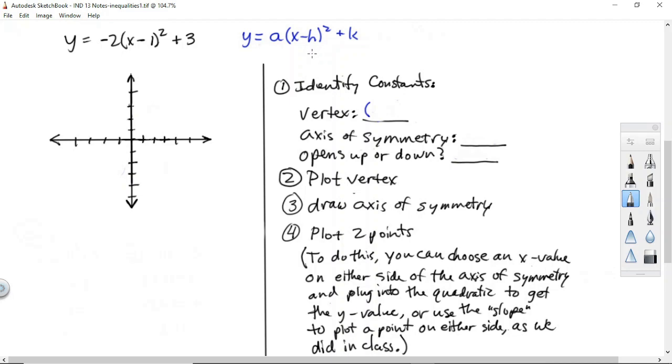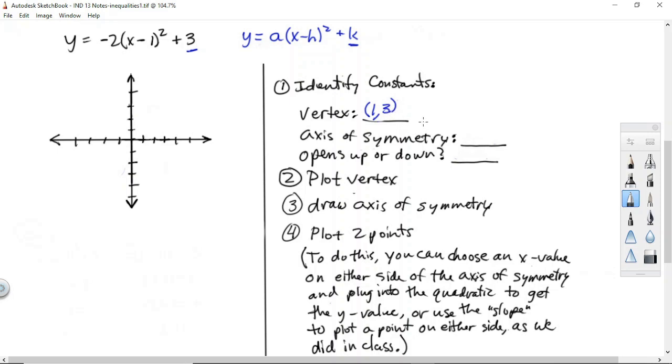Okay, so h is the x-coordinate of the vertex. H again is just the thing that's subtracted there, which in this case is 1. 1 is subtracted, so that's h. And again, it's just positive 1 because that's what's subtracted. And the y-coordinate is k, the thing that's added, and that is 3. It's added at the end. So we've got our vertex.